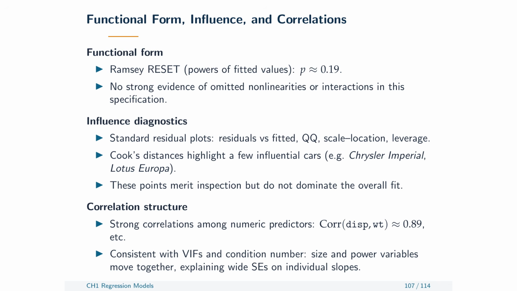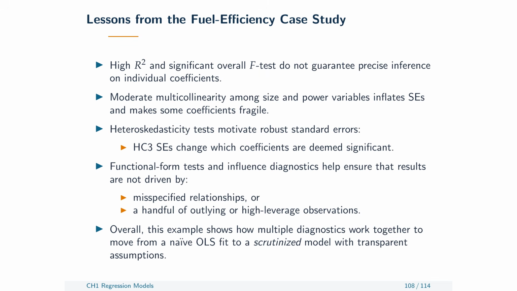Functional form and influence checks complete the picture. A Ramsey test provides no strong evidence against the chosen functional form. Residual and leverage plots identify a few cars worth examining, while correlations confirm that displacement, weight, and related size measures move closely together. No single observation or diagnostic should be allowed to dictate the conclusion.